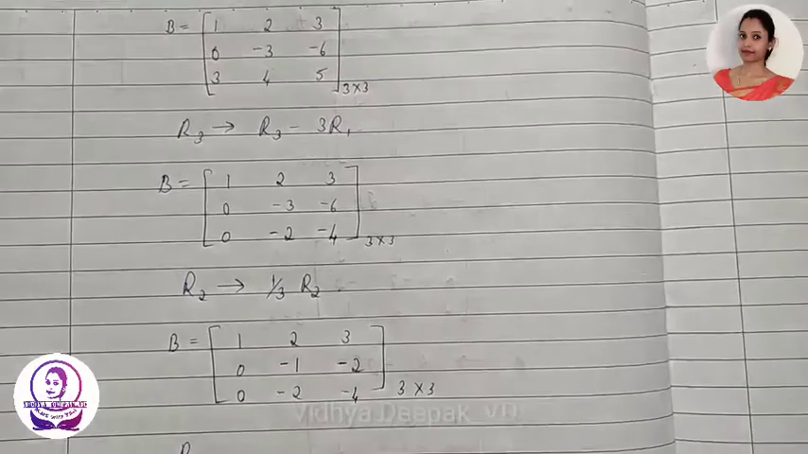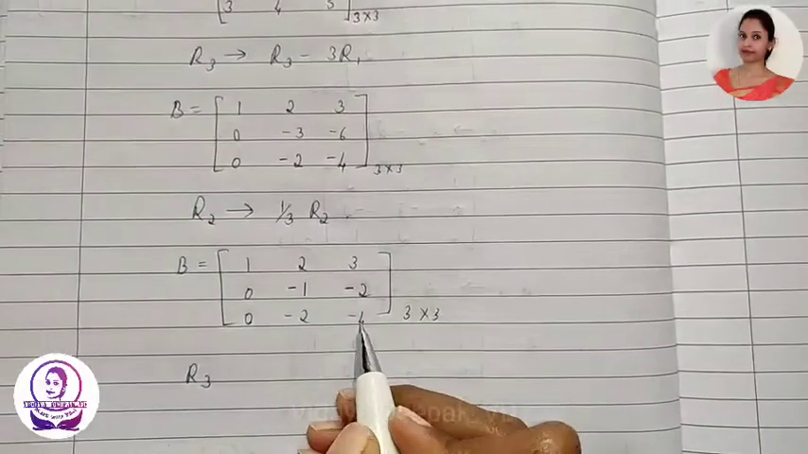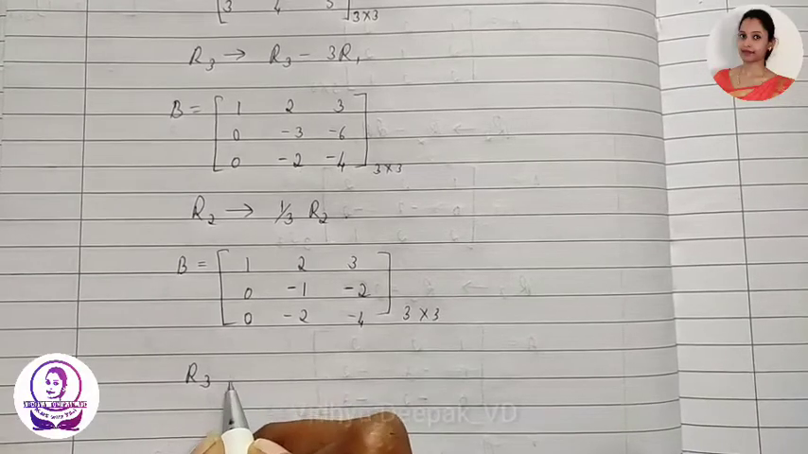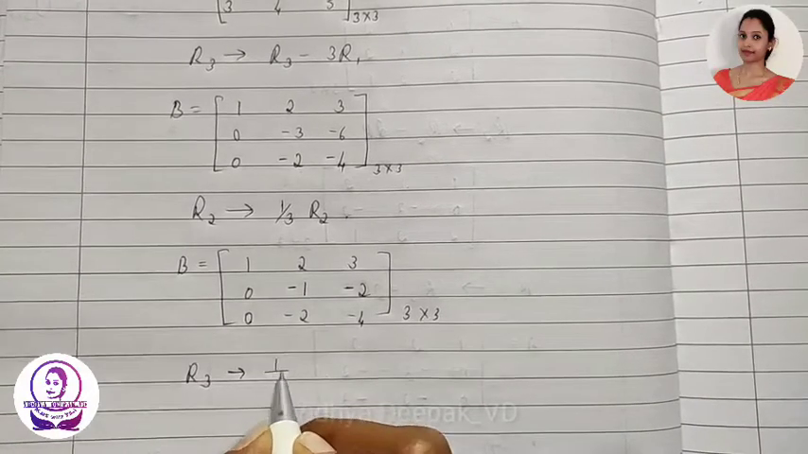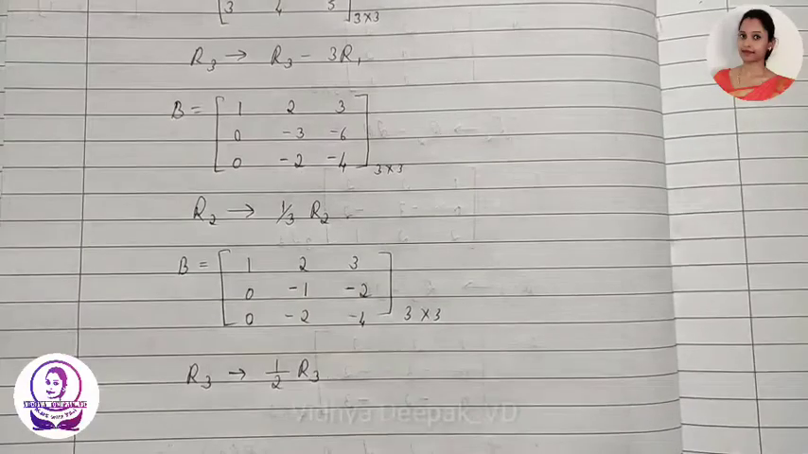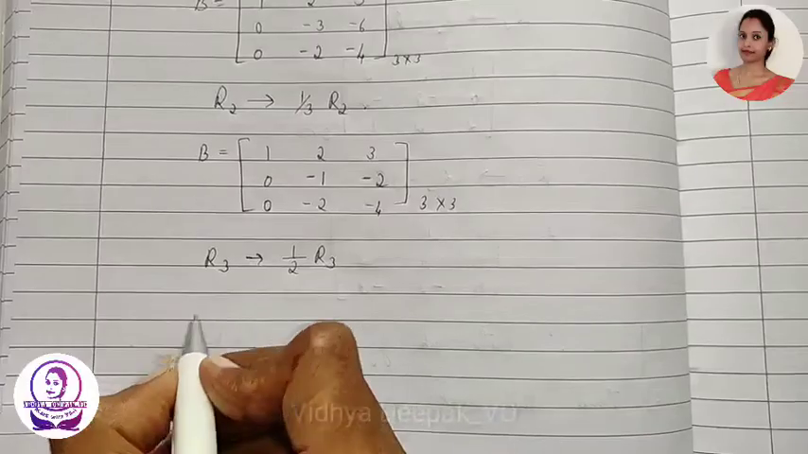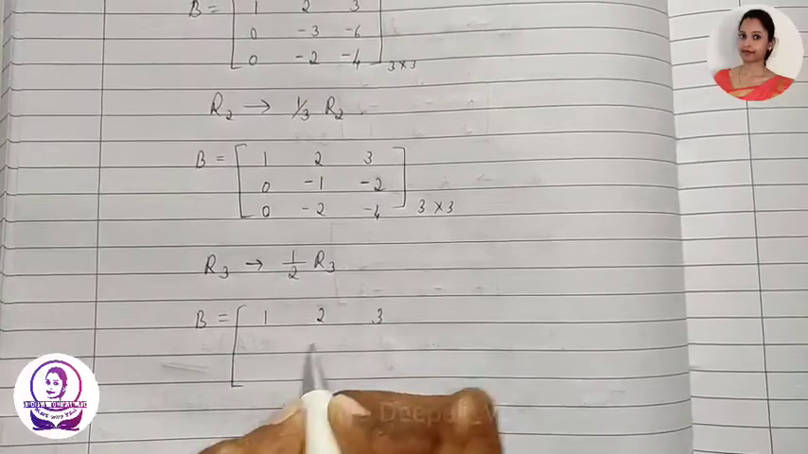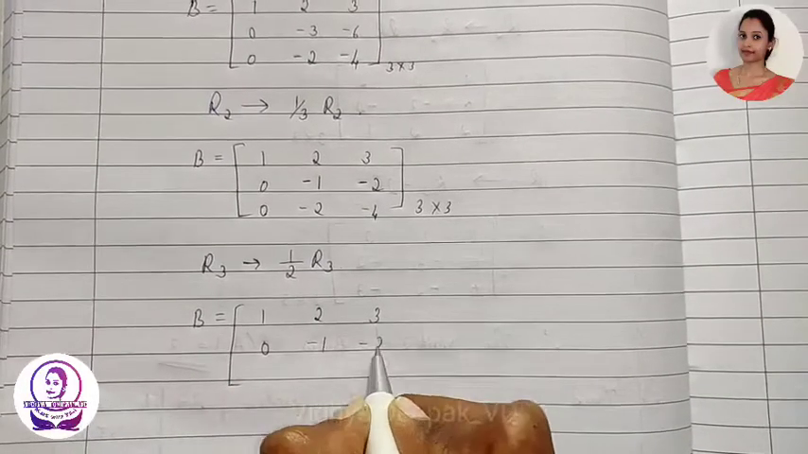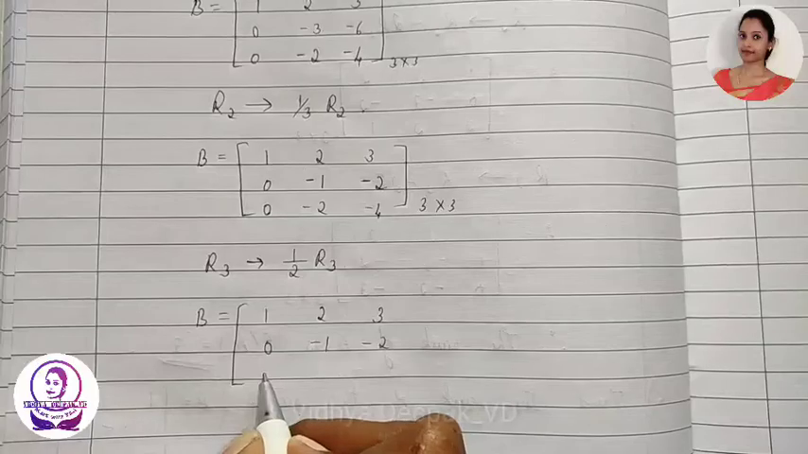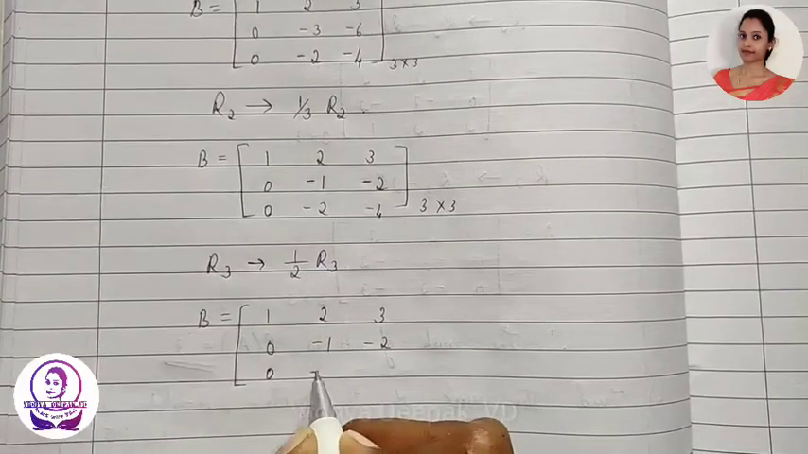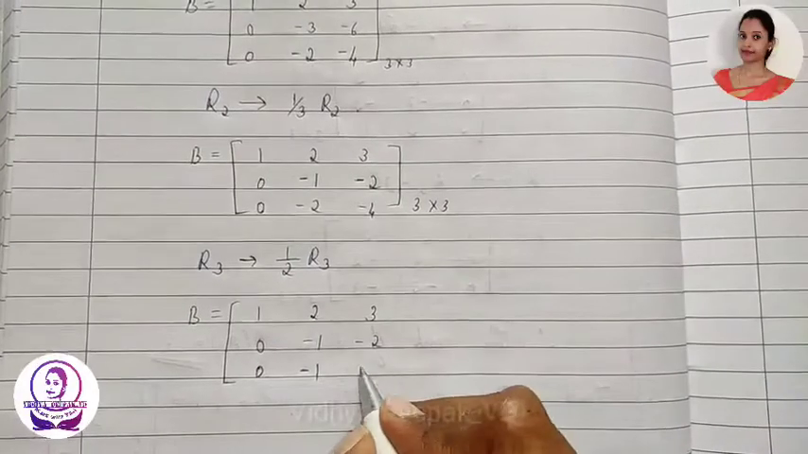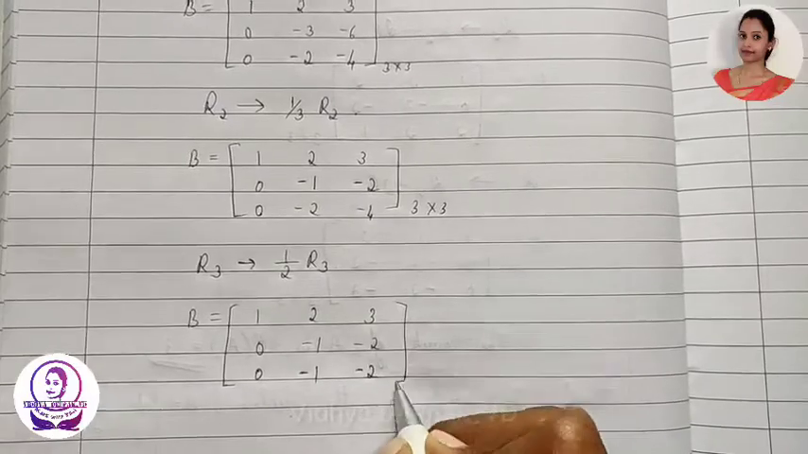Again, R3 here. This is two 1s are 2, two 2s are 4. That means I'll multiply this row by 1 by 2. So what do I get? R3 is 1 by 2 into R3. So let us perform this operation. So we have 1, 2, 3, 0, minus 1, minus 2 as it is. So now 0 by 2 is 0. 2 by 2 is 1. Since it is minus 2 by 2, it is minus 1. Minus 4 by 2 is minus 2.